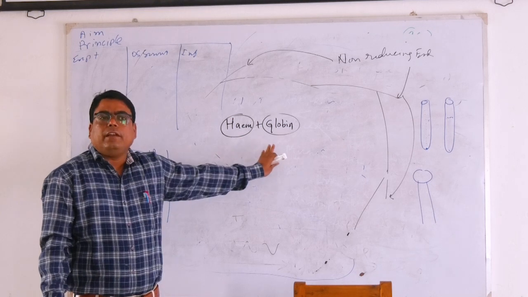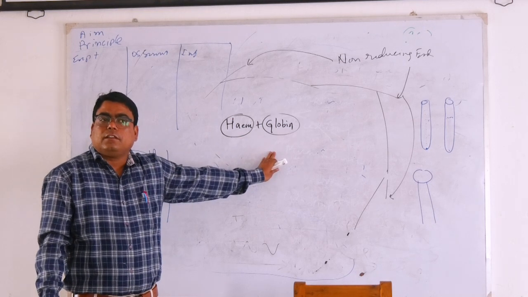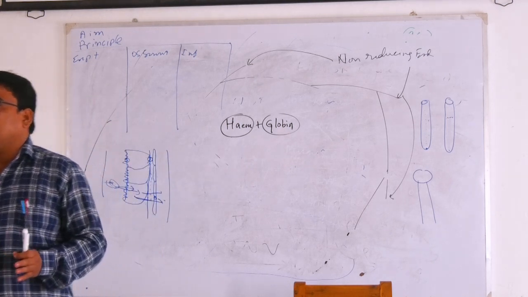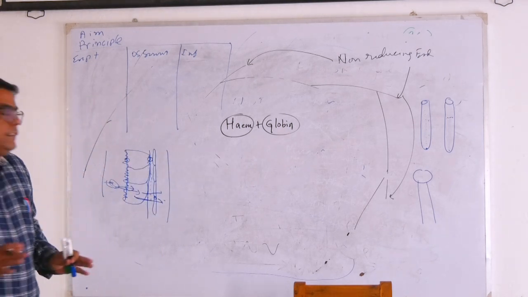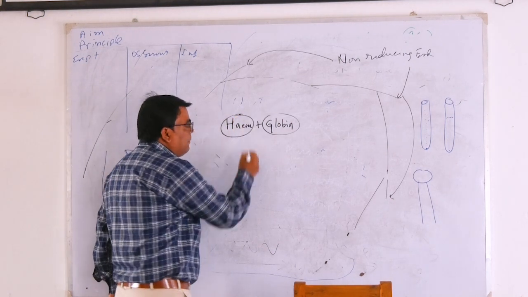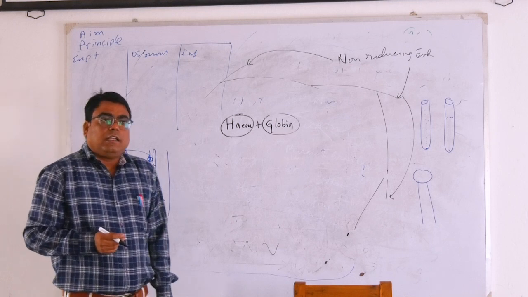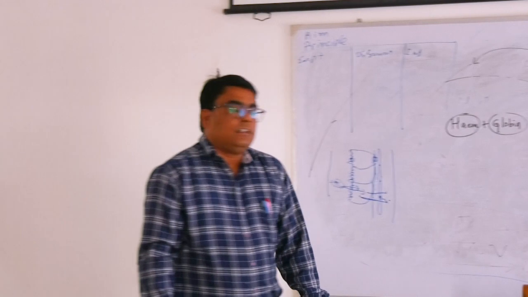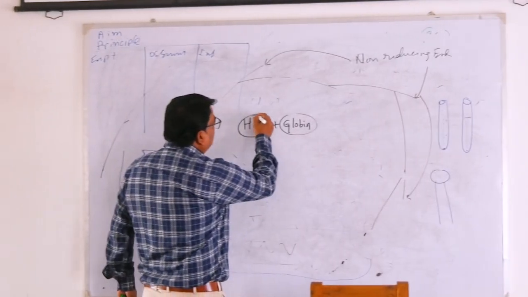What is the main function of hemoglobin? Carrying oxygen and circulating it to all tissues of the body. This is the basic function. But after 120 days, RBCs break down in the graveyard of the body. Which one is the graveyard? Spleen. So this is the breakdown.